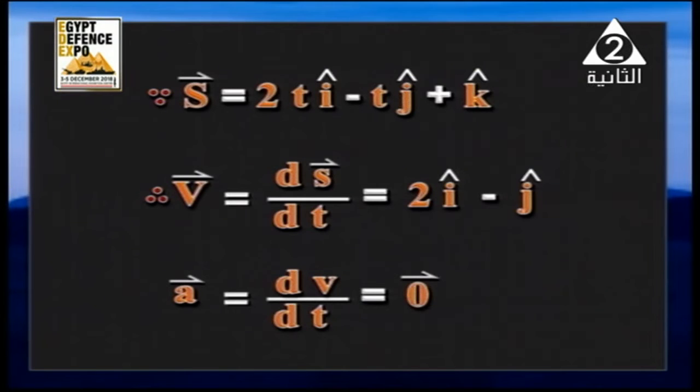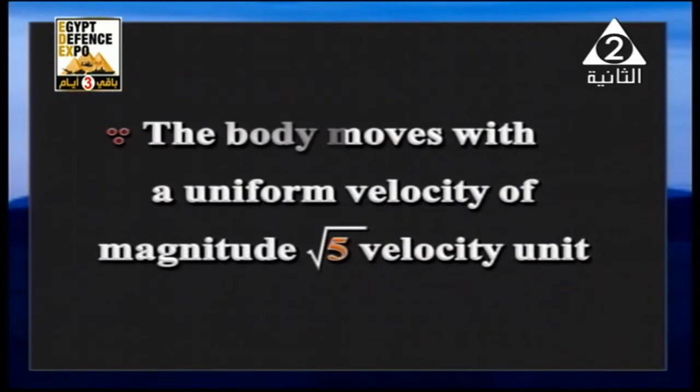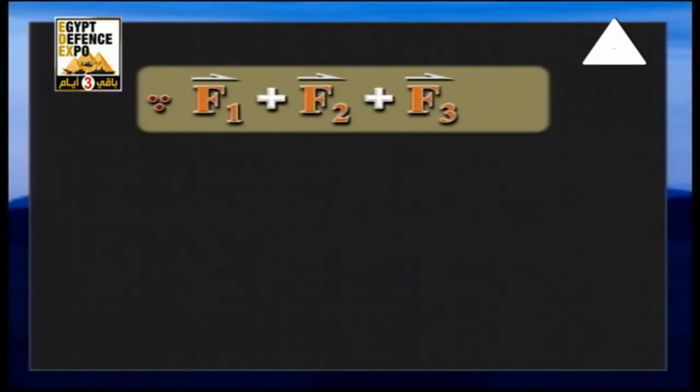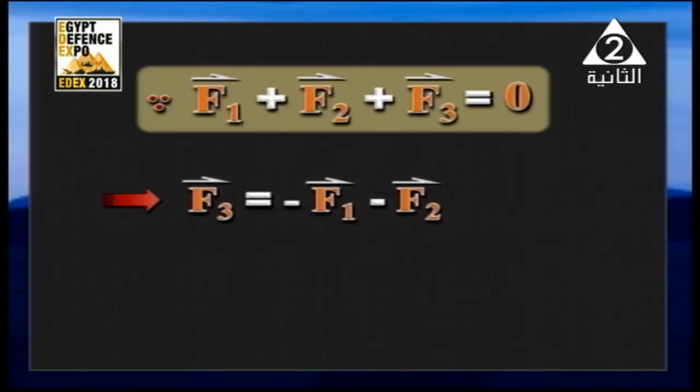The value of acceleration dv over dt equals 0. Why? Because 2 and negative 1 are constants, and the differentiation of a constant is 0. Then we have velocity 2i minus j, and a equals 0. Therefore, the body moves with uniform velocity of magnitude square root 5 velocity unit. Therefore, F1 plus F2 plus F3 must be equal to 0. By substitution, F3 on the left hand side equals negative F1, negative F2.